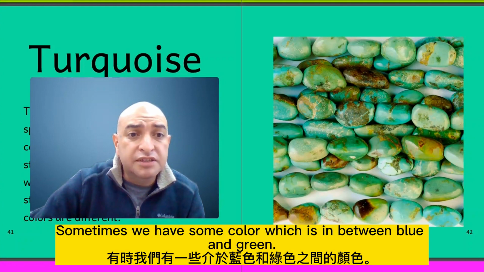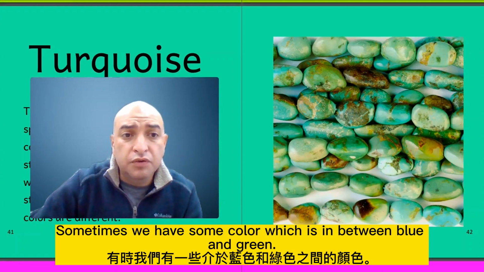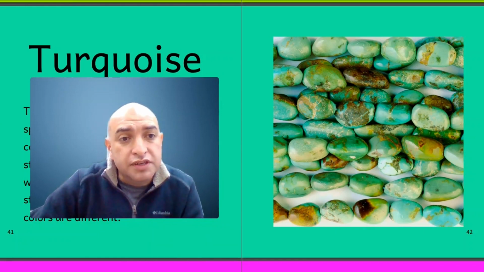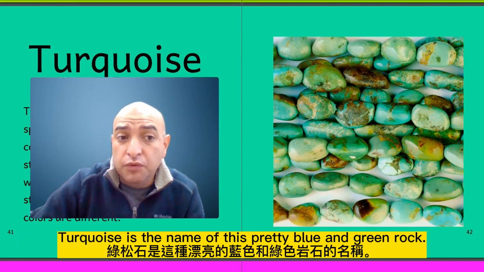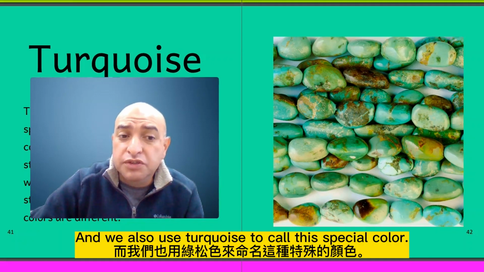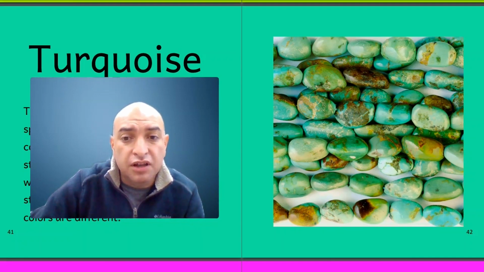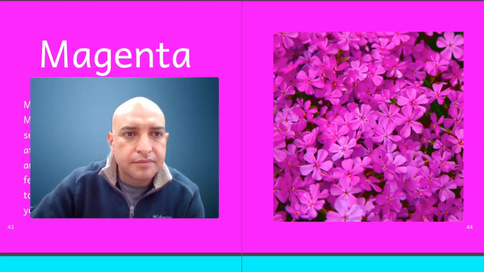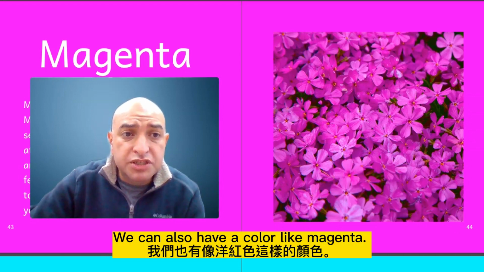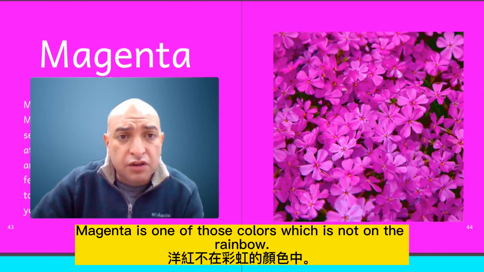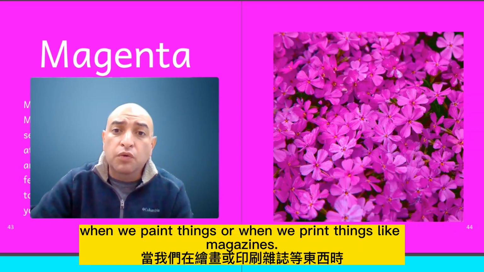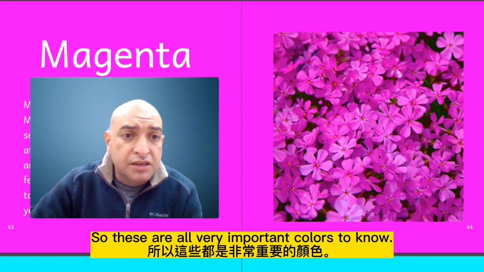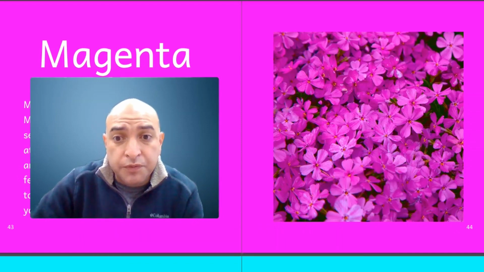Sometimes we have some color which is in between blue and green. This one is called turquoise. Turquoise is the name of this pretty blue and green rock. And we also use turquoise to call this special color. We can also have a color like magenta. Magenta is one of those colors which is not on the rainbow. We use colors like magenta and turquoise a lot when we paint things or when we print things like magazines. So these are all very important colors to know.